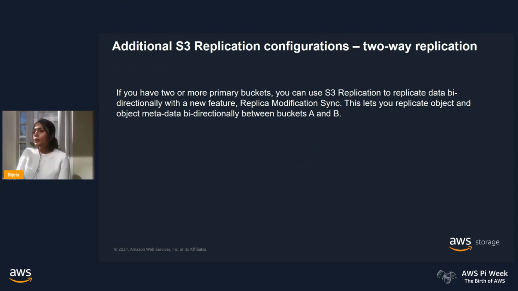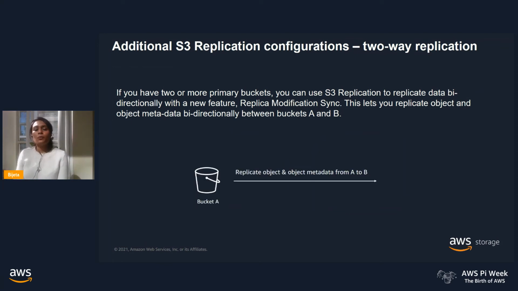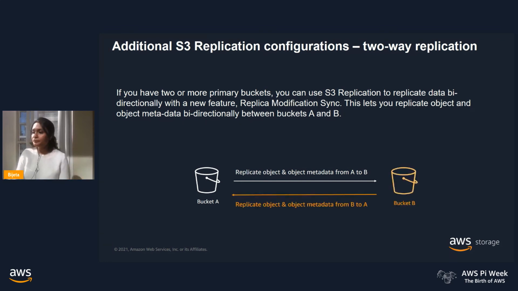Next, let's talk about replica modification sync. We have customers that want to replicate bidirectionally because they expect their users to be writing to more than one bucket at a time. And that's why we now have the ability to replicate your object and object metadata changes on the replica back over to the source bucket. This is an additional setting that you can apply to your replication rule at the time of configuration. In addition to this, customers will also sometimes use S3 RTC to ensure that the writes in both of the buckets are synced with the other bucket in less than 15 minutes.